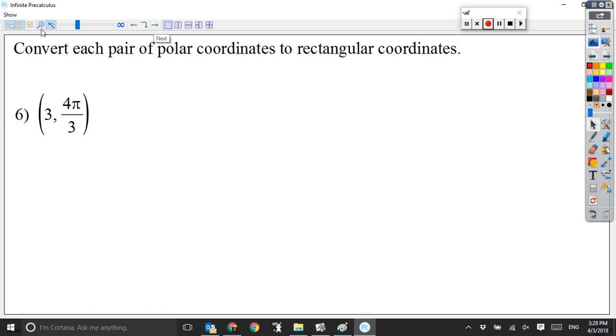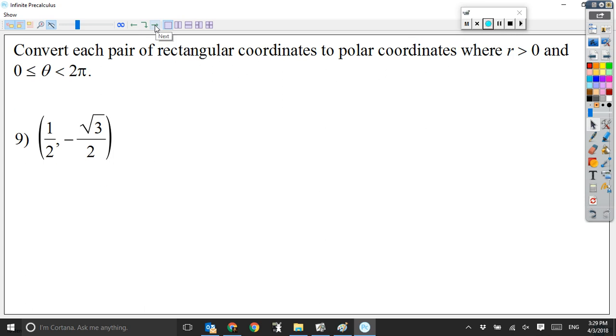Alright, so for number 6, you should have gotten negative 3 over 2, comma, negative 3 square root of 3 over 2. For number 7, you should get negative square root of 2, comma, negative square root of 2. And for number 8, you should get 1/2, comma, square root of 3 over 2. And then that brings us to number 9.